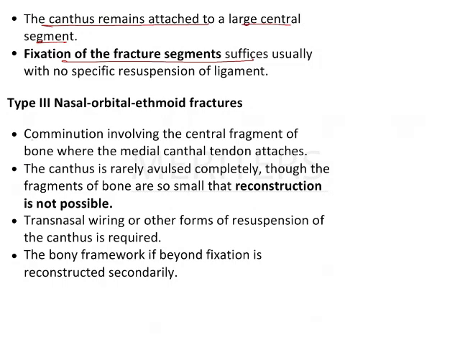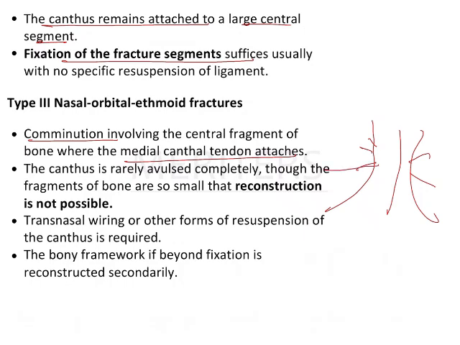Type 3 NOE fractures are where the comminution is there and the central fragment of the bone, where the medial canthal tendon attaches. So in this case, the medial canthal ligament is attached over here. The fracture line passes such that the bone is comminuted, number one. Number two, the ligament which was attached to the bone has separated from the bone. So the canthus is avulsed completely from the fragments of the bone, though the fragments of the bone are so small that reconstruction is not possible.